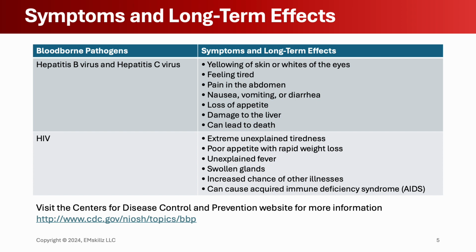HIV has the following symptoms and long-term effects: extreme unexplained tiredness, poor appetite with rapid weight loss, unexplained fever, swollen glands, increased chance of other illnesses, can cause acquired immunodeficiency syndrome, or AIDS. Visit the Centers for Disease Control and Prevention website for more information.